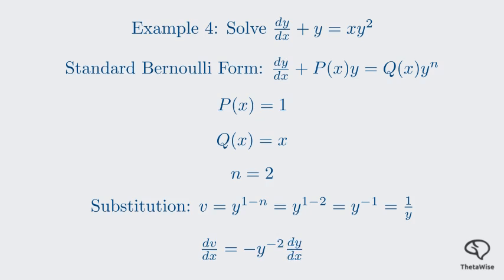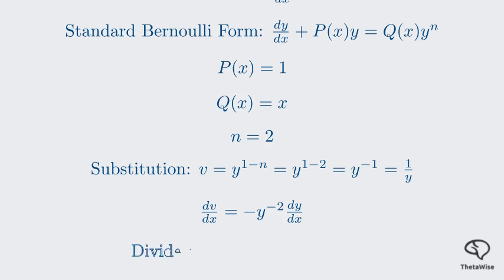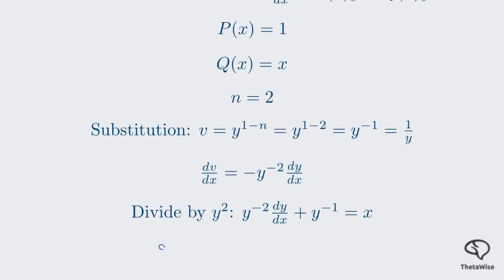Let's rearrange our original equation to make the substitution easier. We'll divide everything by y squared. This gives us y to the negative 2 times dy/dx plus y to the negative 1 equals x. Now we can substitute. Notice that y to the negative 2 times dy/dx is negative dv/dx. So our equation becomes negative dv/dx plus v equals x.